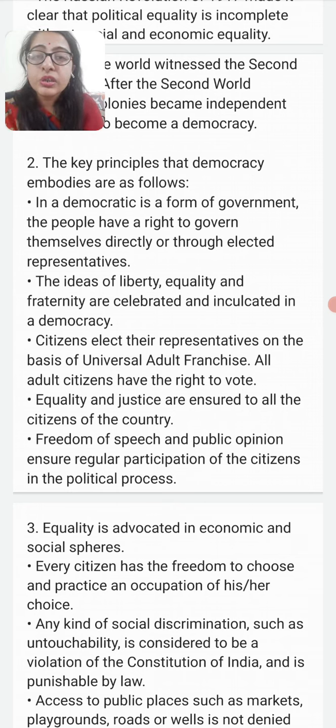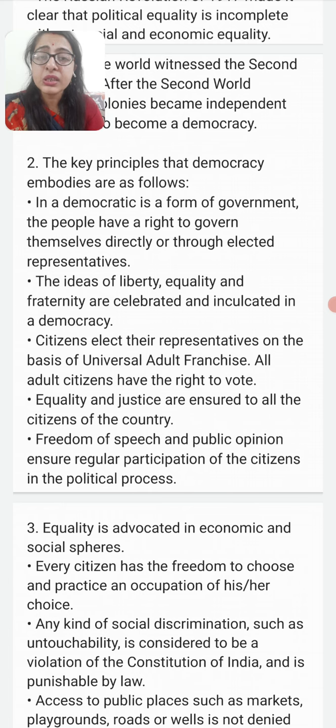In a democracy, which is a form of government, the people have a right to govern themselves directly. We can govern directly or through elected representatives. The ideas of liberty, equality, and fraternity are celebrated and inculcated in a democracy. Fraternity means brotherhood.